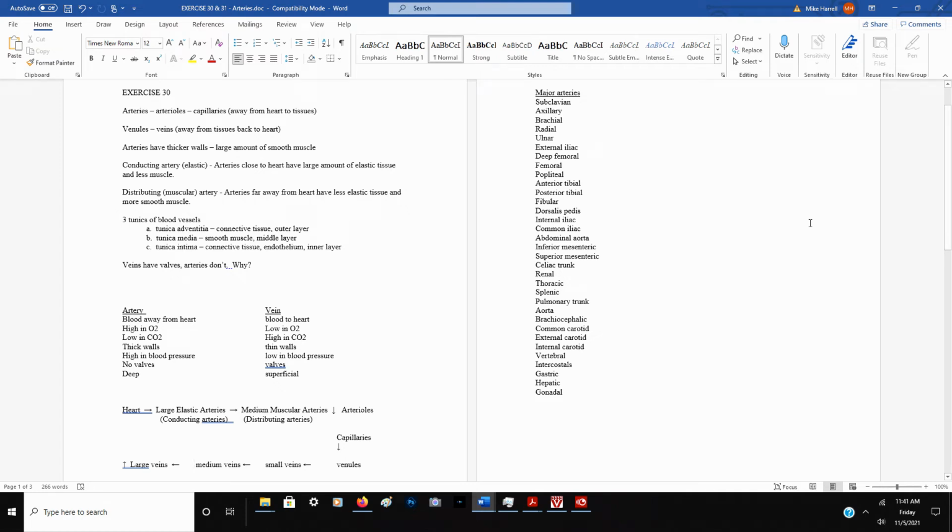All right, let's take a look at our arteries here. Now remember, when we compare arteries and veins, by definition an artery is a blood vessel that takes blood away from the heart into the tissues, and veins are exactly the opposite. They take blood away from the tissues and back towards the heart. So the direction of the blood flow is the really big difference.